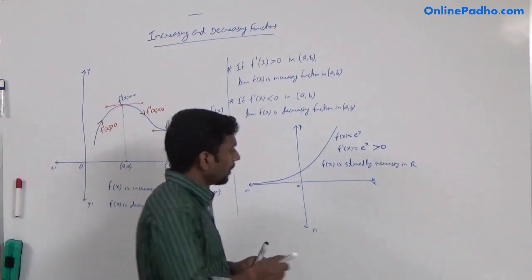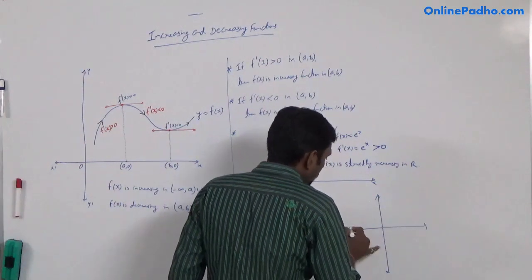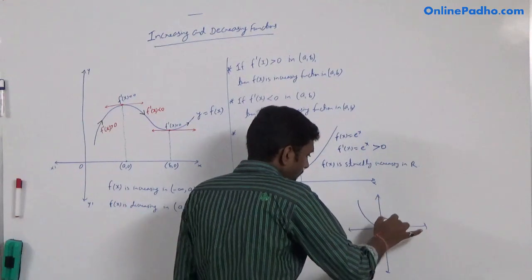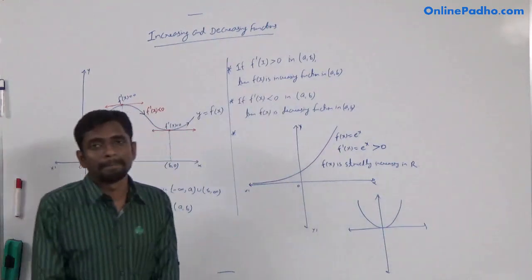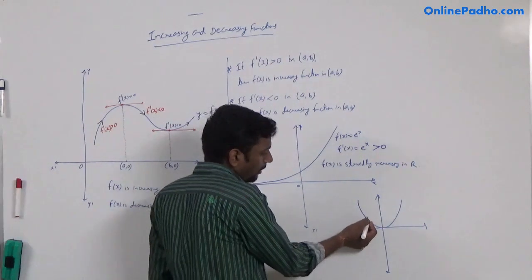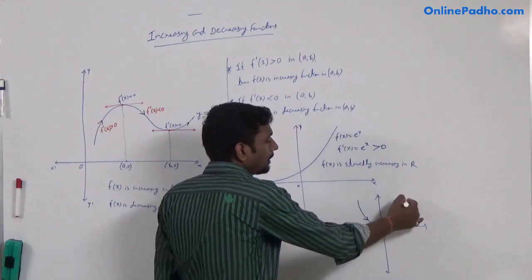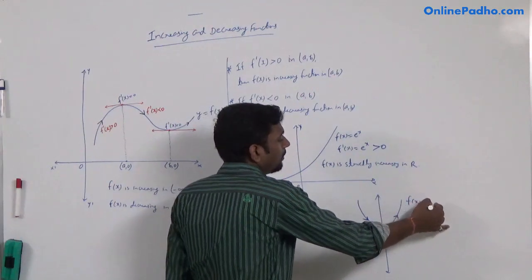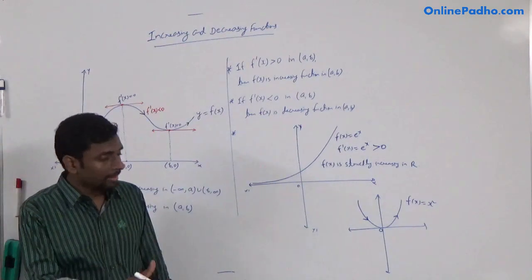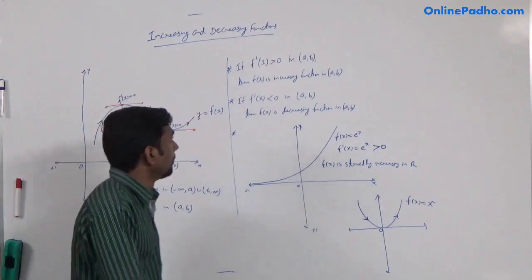How can you draw the graph for x square? The graph of y equal to x square. This is the graph. So from minus infinite to 0, this graph is decreasing, and from 0 to infinite, this graph is increasing. If you find the derivative of this, it becomes 2x. When x is negative, the graph is decreasing. When x is positive, the graph is increasing. No problem.